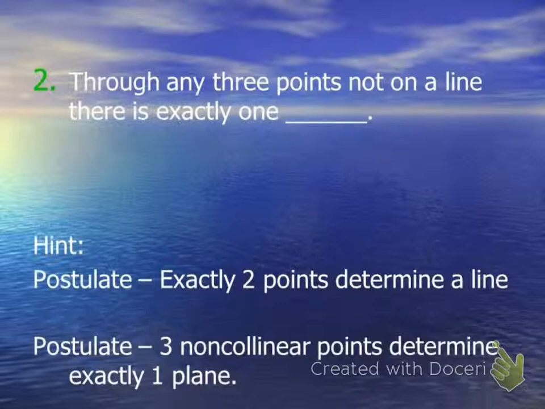But those 3 points, think about the good old camera standing still. 3 points defines a what? Plane. Good. It is the second postulate you see. So 3 non-collinear points, so that means 3 points not on a line, determine exactly one plane. So you need 2 points to make a line, you need 3 points to make a plane. Questions?